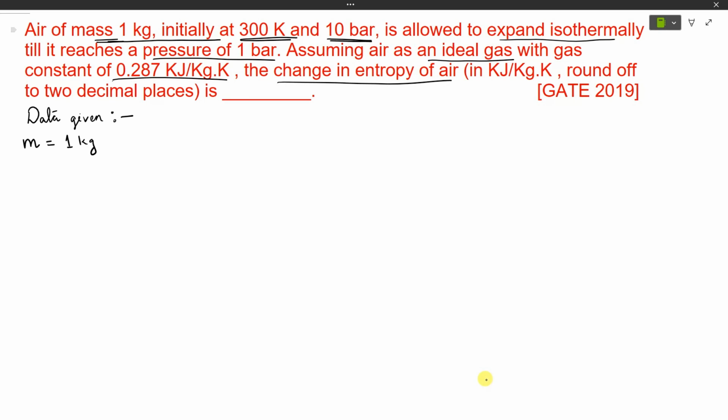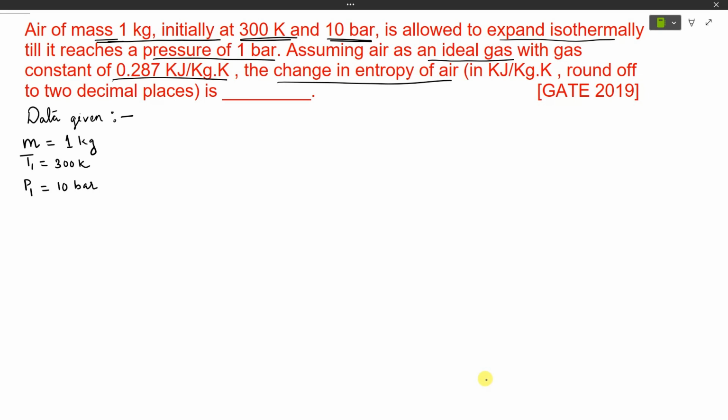So here in this question, the initial temperature and pressure are given. The initial temperature, let's consider to be T1, equal to 300 Kelvin. And the initial pressure, let's consider to be P1, given as 10 bar.